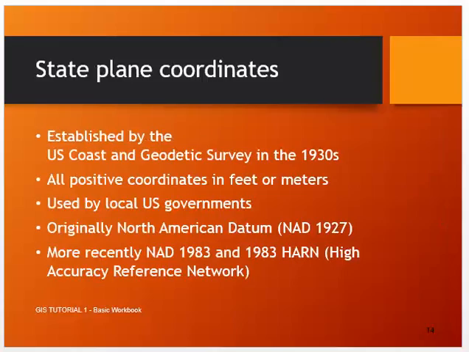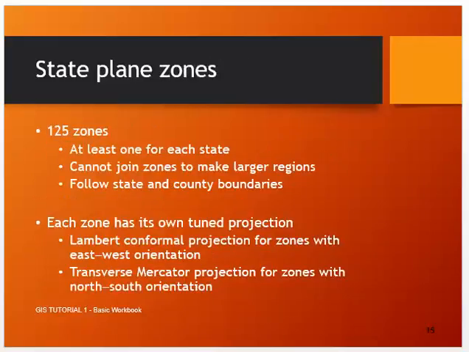State plane coordinates were established by the Geodetic Survey back in the 30s for surveying. They can be in feet or meters. And the local governments use them because they tend to be more accurate on a large scale map. Remember, a large scale map shows a small area, detailed. It's more accurate at that scale. So there are 125 of these in the United States. There's at least one in each state.